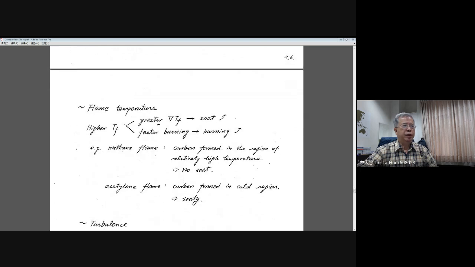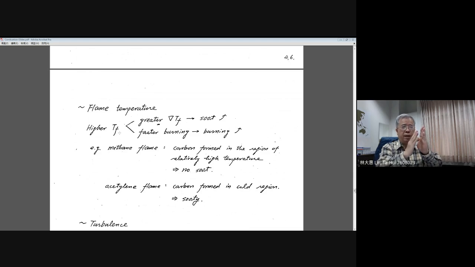Then the flame temperature. Because we are talking about the diffusion flame, the highest temperature will occur at the location of the diffusion flame. If you have a higher flame temperature, that means you will have higher gradients. On this fuel side, you have a lot of fuel, so the temperature gradient is stronger. That means more heat is diffused to the fuel region. This will promote the decomposition of your hydrocarbon, then release the carbon. This is good for soot formation.